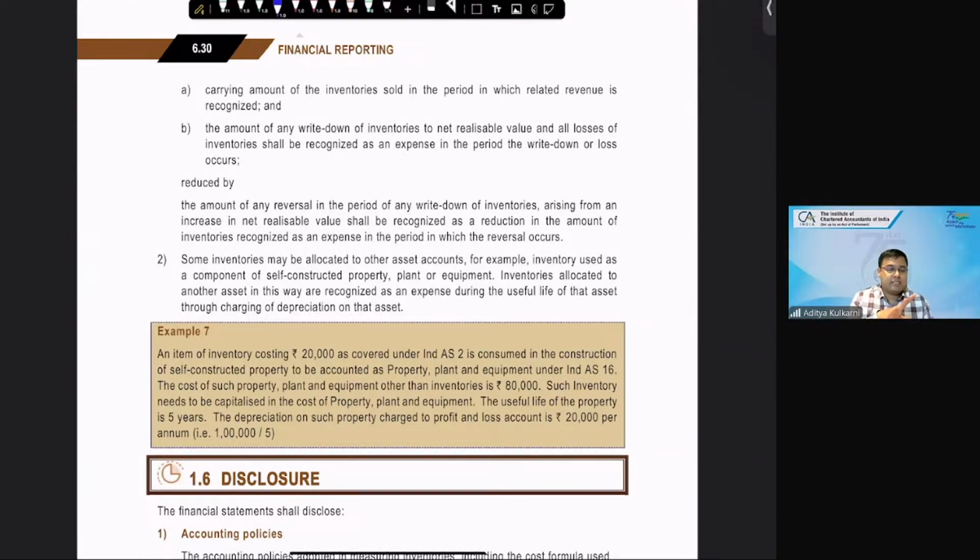Suppose standalone basis पे raw material prices have suddenly crashed, but your finished product has a high selling price than the cost. You are able to meet your cost and make profit also. Even in that case, raw material prices have crashed, finished goods prices are still above cost, then don't do a write down of raw materials. Raw material will continue to appear at cost.